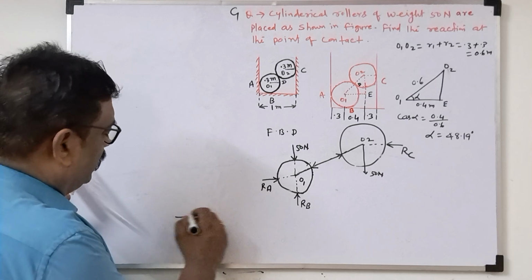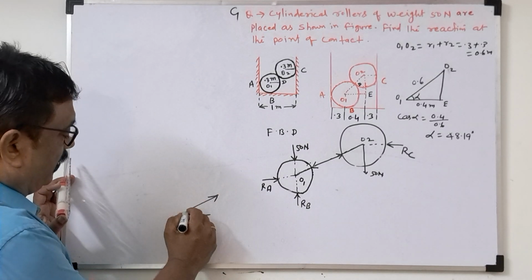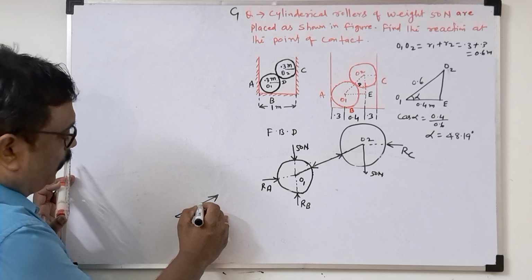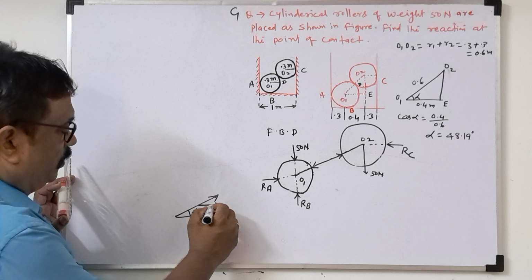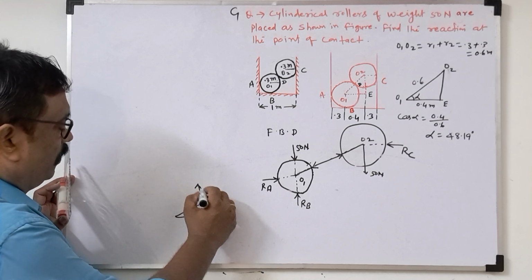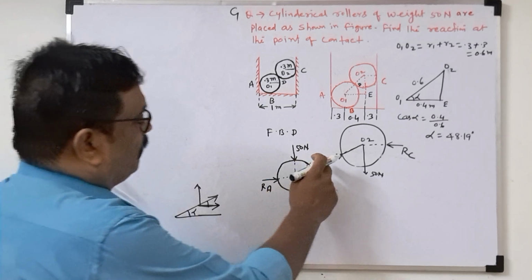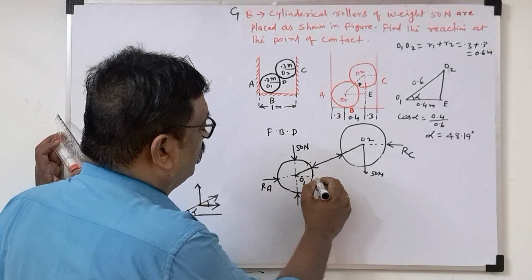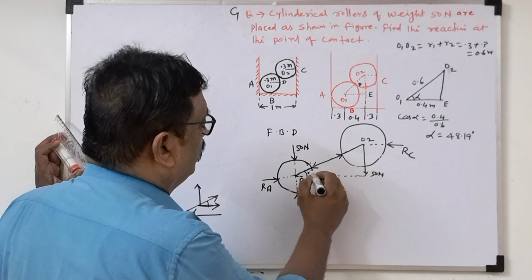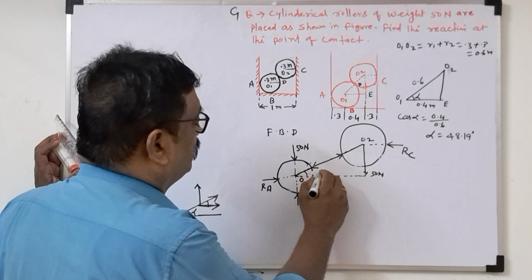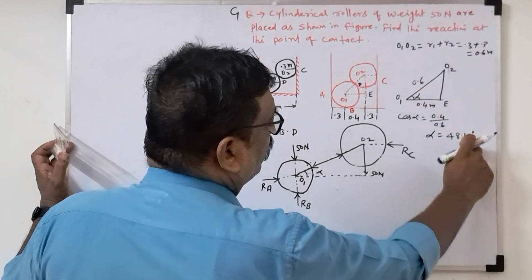Now we already know an inclined force has two components. Suppose this is force F1 at angle alpha. How to resolve it? With respect to the horizontal, draw one line, and mutually perpendicular to it, draw another. This is the resolution of forces. This angle is alpha, and this angle will also be alpha. Already we know alpha is 48.19 degrees.